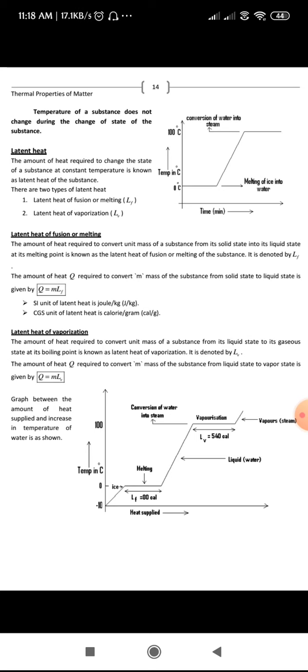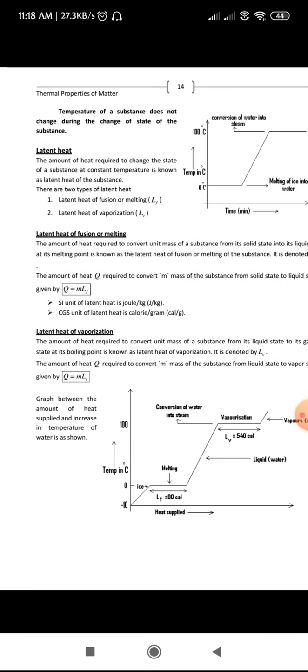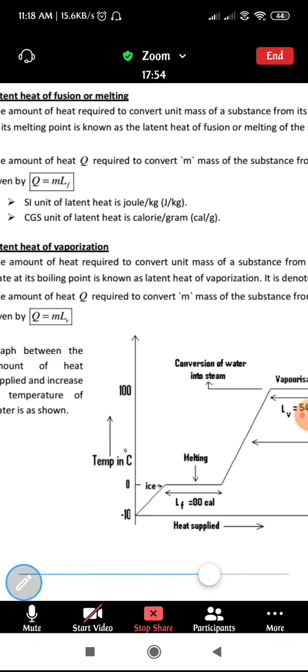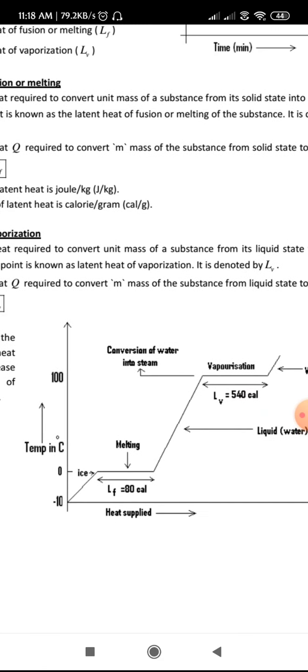Okay, so this is regarding the latent heat of vaporization. When you plot the graph, that is the graph of heat supplied and the increase in temperature. Heat supplied versus increase in temperature. So you can see the graph here. We have taken heat supplied on the x-axis and temperature in Celsius on the y-axis.